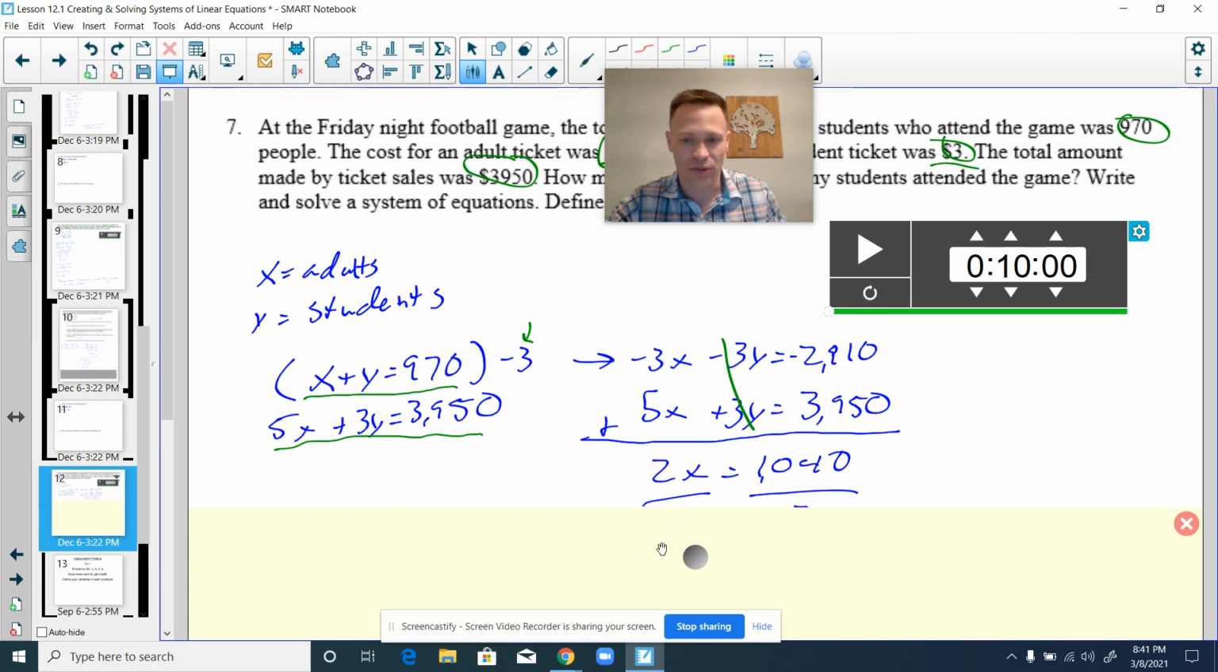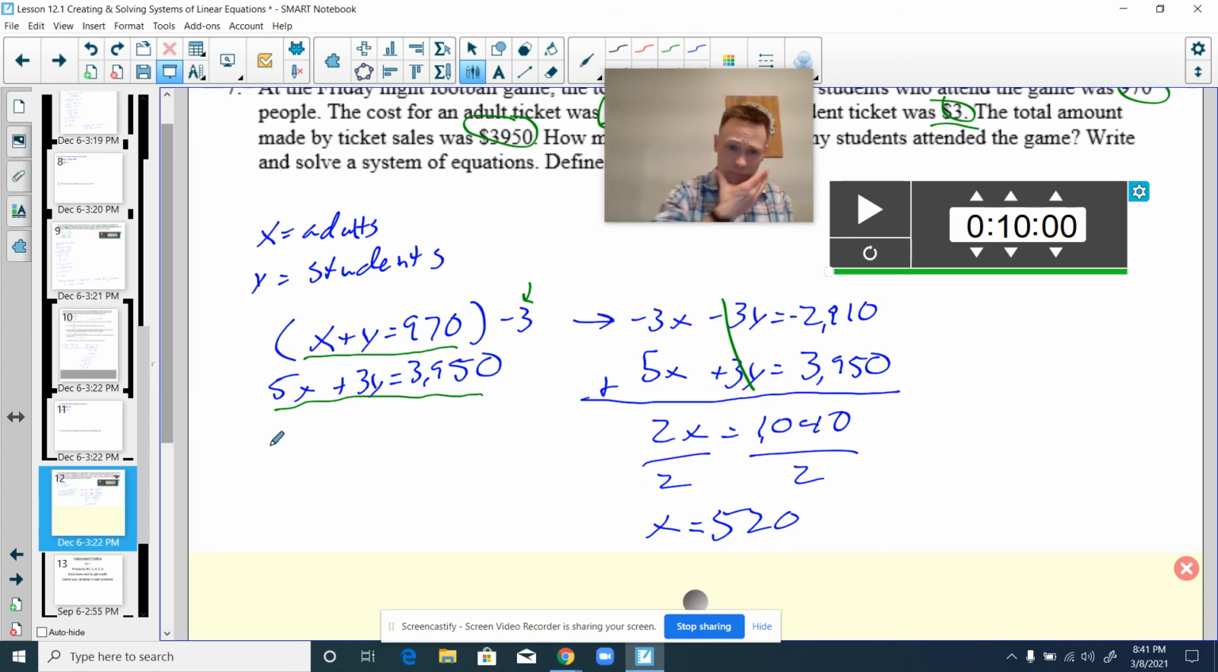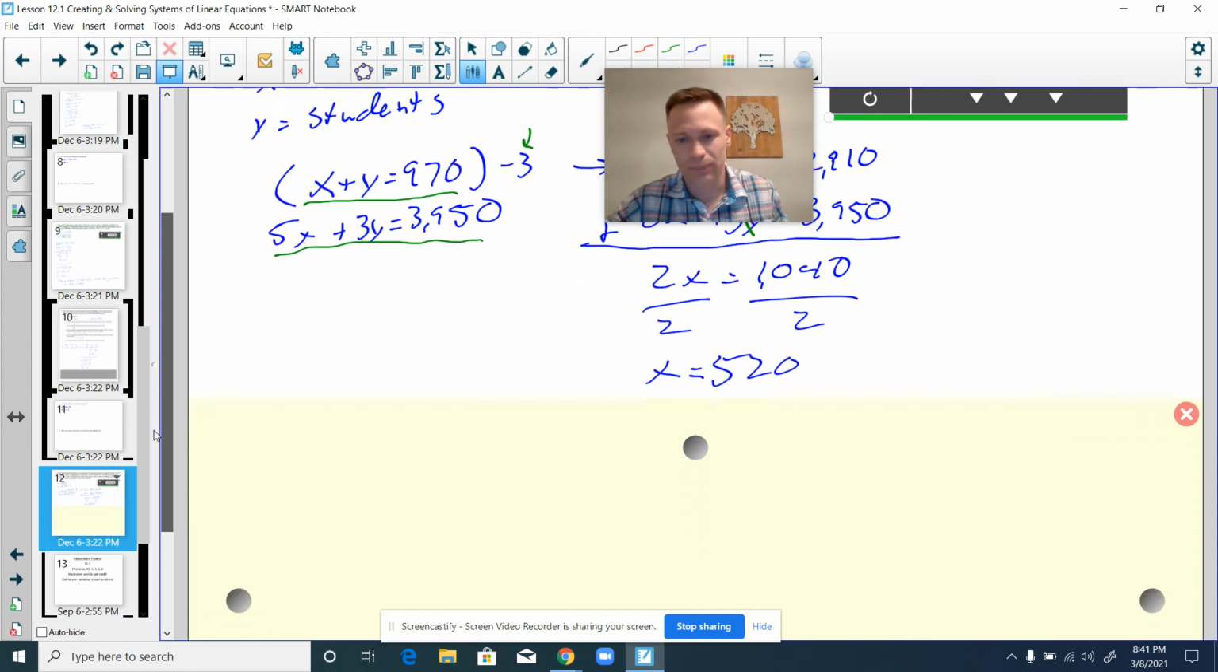So to solve this for x, all I've got to do is divide both sides by 2, and I get x is equal to 520. That is the number of adults. So I already know the number of adults was 520.